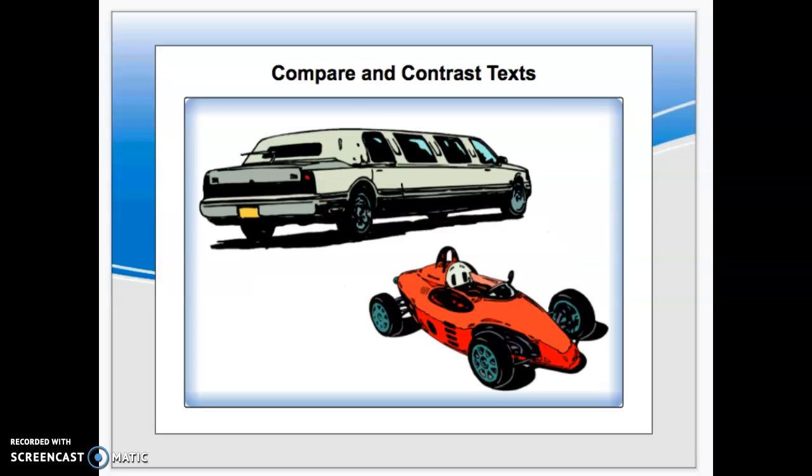Now you see the two objects on the screen. Now that you see both of them, you can use a Venn diagram, which is two overlapping circles, to talk about the similarities and the differences. Now, where the two circles overlap, that's where you would talk about the similarities. Okay? And on the outer edges, where the two circles do not overlap, is where you would discuss the differences.